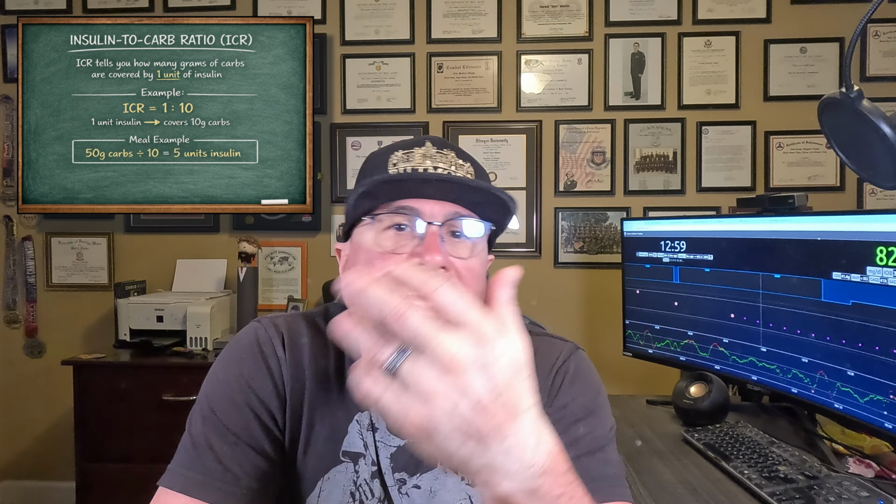But these ratios are not universal. Every person with type 1 diabetes has their own ICR, and that ratio can change over time based on things like age, weight, insulin sensitivity, activity level, time of day, illness, stress hormones, and stages of growth or puberty.